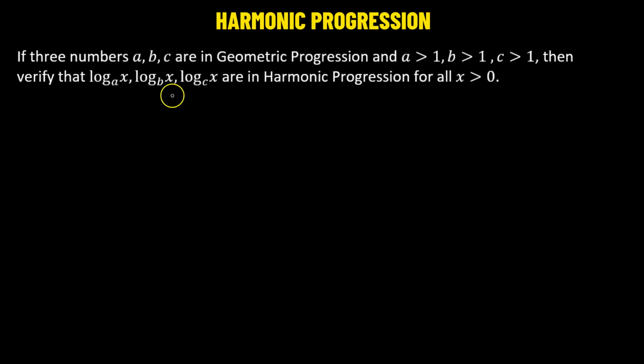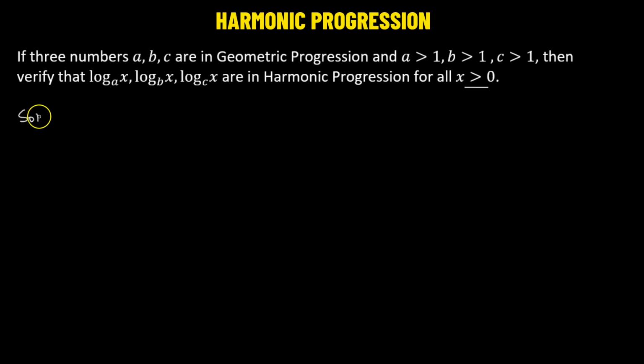So here we are provided with three numbers a, b and c. These three numbers are in geometric progression with the condition that all these values are positive and greater than 1. Now we need to verify that log of x with a base of a, followed by log of x with a base b, and then log of x with a base c, these three numbers are in harmonic progression for all positive values of x.